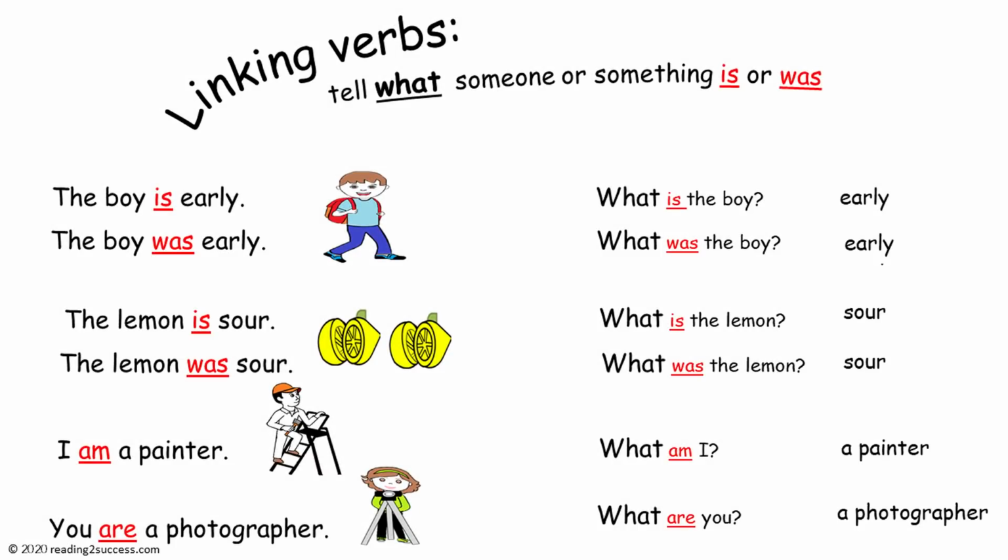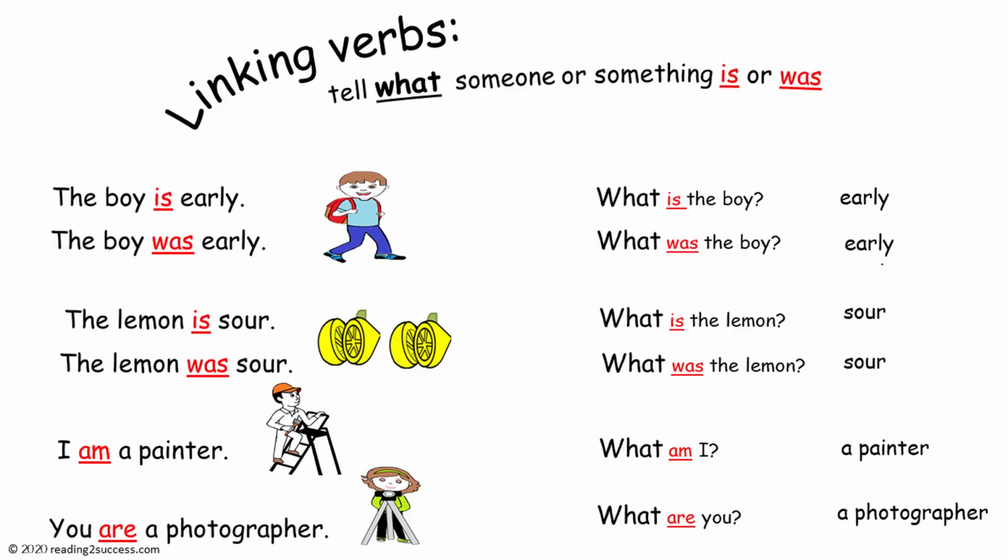Now it's time to introduce kids to linking verbs. A linking verb tells what someone or something is or was. With kids, look at the first sentence. The boy is early. The verb is links the boy to early. In the second sentence, it's a past tense sentence with the verb was, and was links the boy to early.